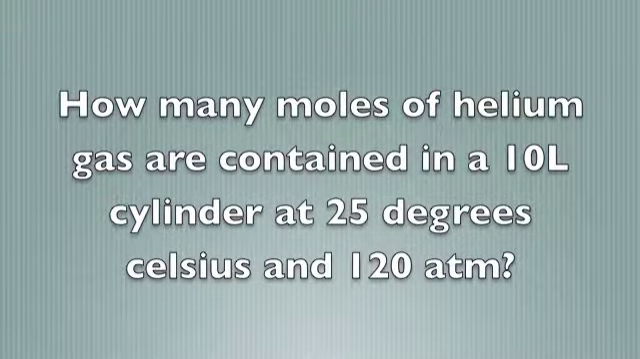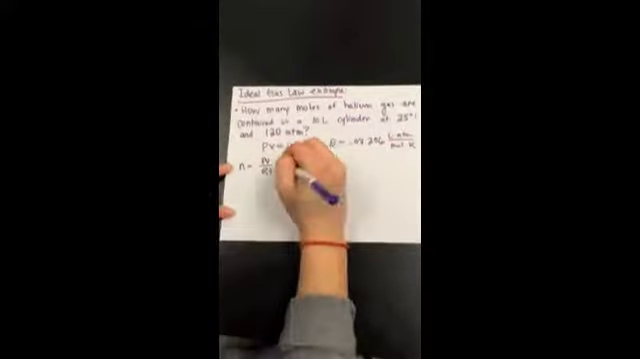The last example here involves the ideal gas law and asks, how many moles of helium gas are contained in a 10-liter cylinder at 25 degrees Celsius and 120 atm? In this experiment, again, you need to convert degrees Celsius into Kelvin, but I have confidence that you guys can do this. And we also need to know that the constant R equals 0.08206. So when you use PV equals nRT, this is the answer you will get.